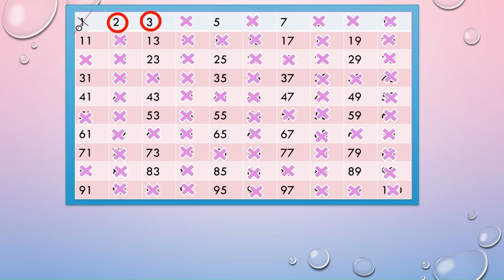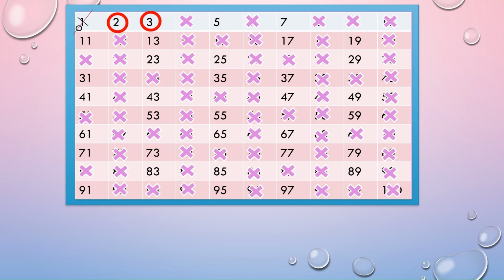Okay, so what have we done so far? First we circled 2 and crossed out all the numbers in the tables of 2. Then we circled 3 and crossed out all the numbers in the tables of 3. Now, can you see there are only few numbers left, and some of these are prime numbers. So what are we trying to do? We are trying to get only the prime numbers. So at the end, when you finish all the crossing out, what is left will be prime numbers.